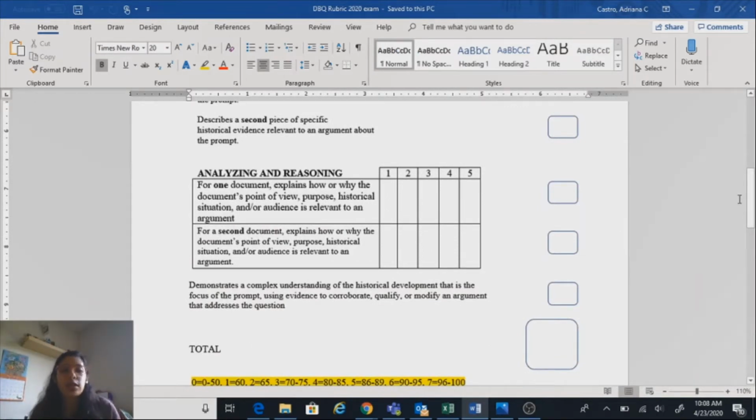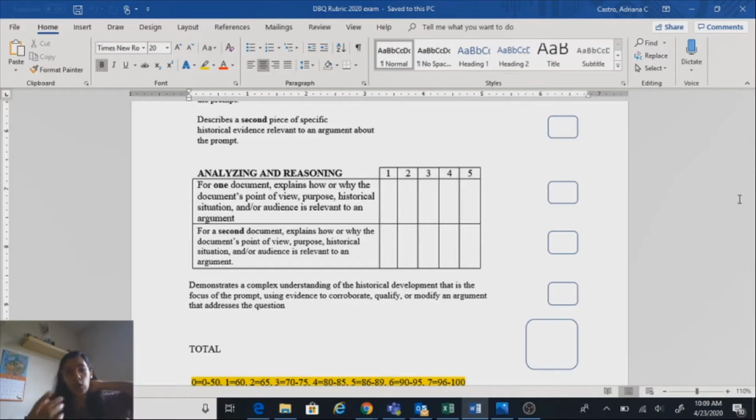So now for the analysis and reasoning, and this is going to be the hardest part to get. For one document, explain how or why the document's point of view, purpose, historical situation, and or audience is relevant to an argument. So you don't have to explain all of those. It says or, so you can just choose one. For one document, do that. Explain how the intended audience is influencing how that speaker is speaking, and how is that relevant to your argument. Do that for 2 documents, and you can get up to 2 points in that.